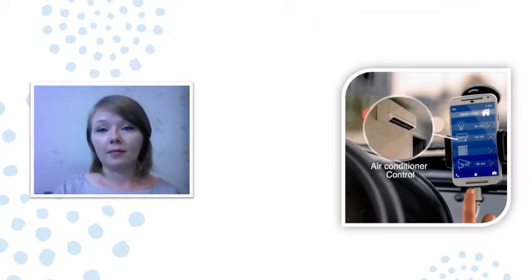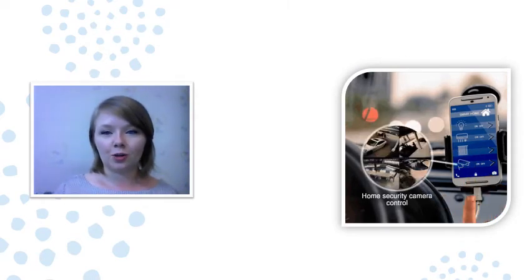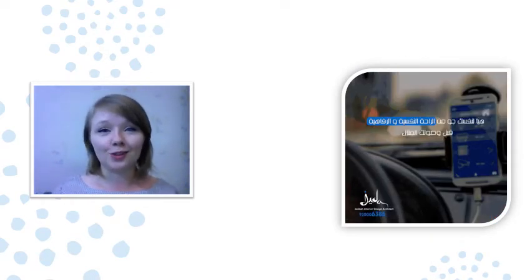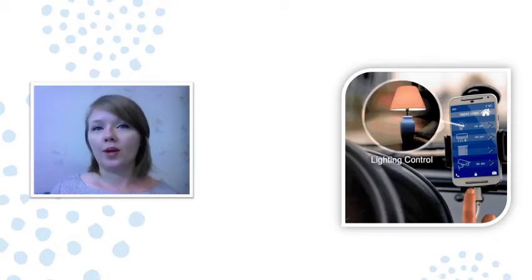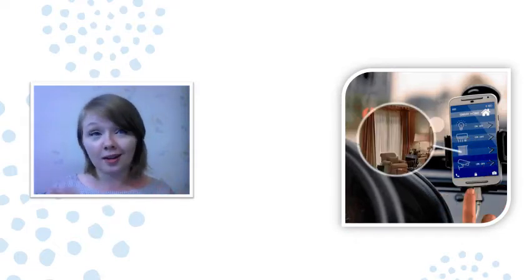Our next term today is a noun. So here in this GIF, we see air conditioning control, curtain control, camera control. This is a fairly new app that we can use to control the items in our home from our phone, no matter how far away we are.